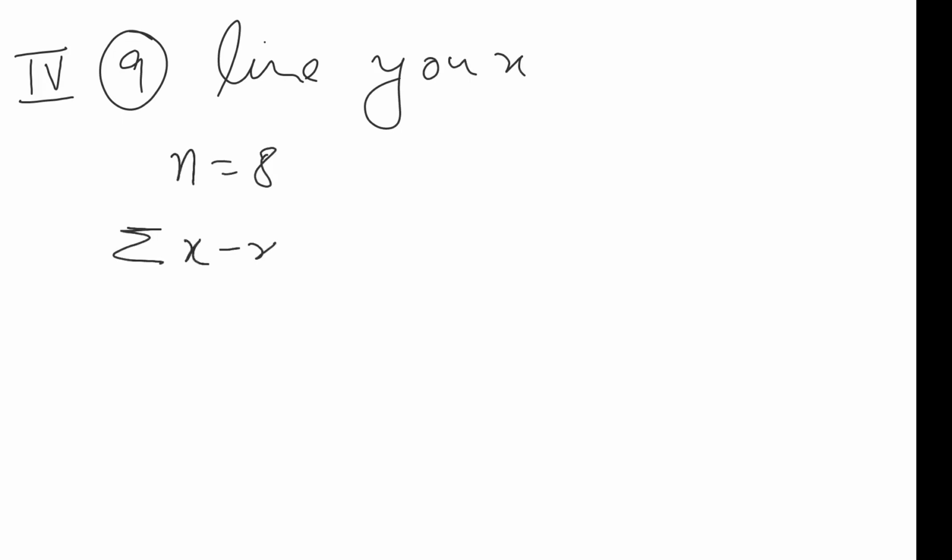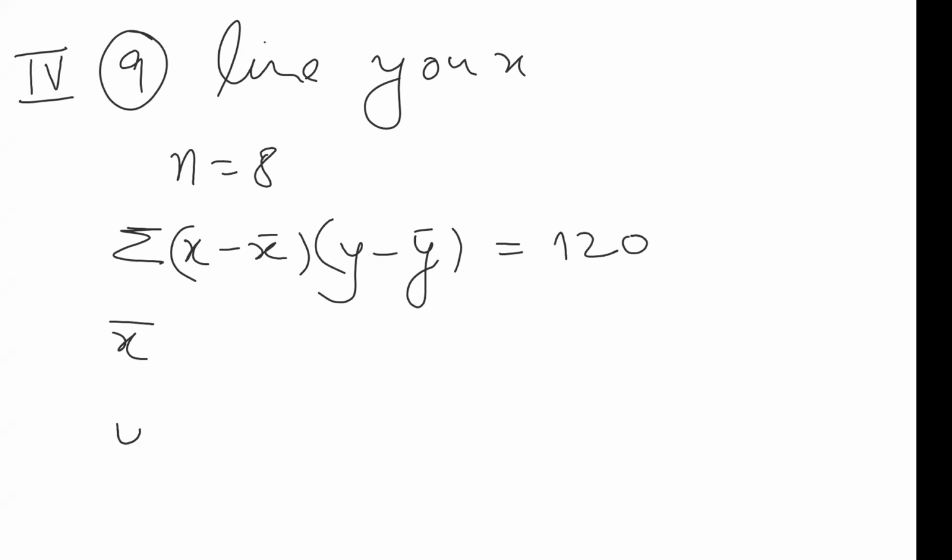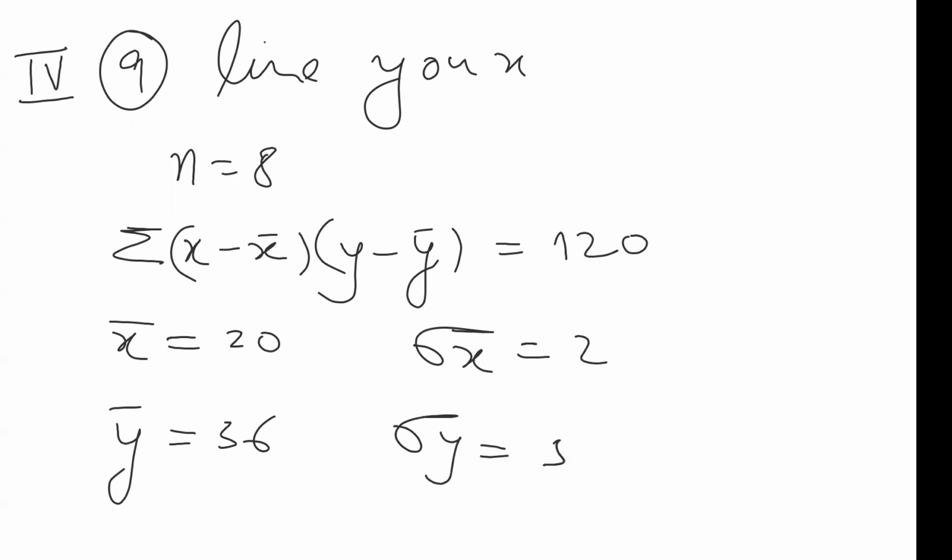They are asking you the regression line y on x. Okay, they are asking the equation of line y on x. Y depends on x. Okay, n is equal to 8. This is given to us. Summation of (x minus x bar) into (y minus y bar) is also given to you. Summation (x minus x bar)(y minus y bar) is equal to 120. X bar and y bar are also given to us. X bar is equal to 20. Y bar is equal to 36. Standard deviation of x, that is sigma x, is equal to 2, and standard deviation of y is equal to 3. So this is the piece of information which is given to you, right?